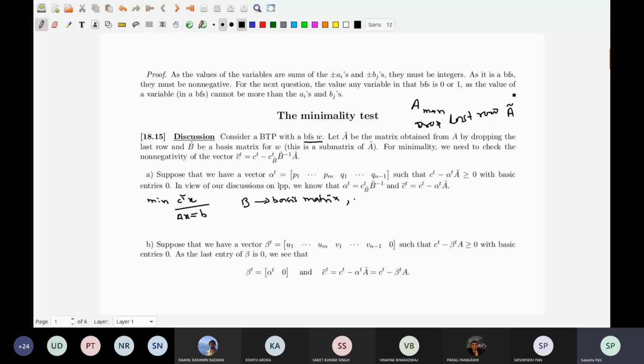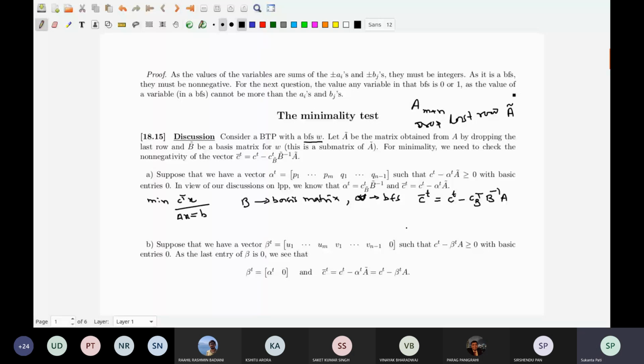How did we know what was the test to know that V is minimal? To know whether V is minimal or not, we had to compute the relative cost. And how did you compute the relative cost? The relative cost was computed as C bar transpose, obtained from C transpose minus CB transpose B inverse A. This is how we computed.